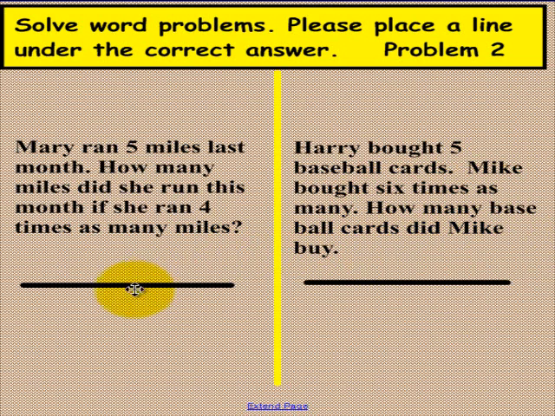Okay, let's look at the first one. 4 times 5 is 20. And for this one, Mike bought 6 times as many. 6 times 5 is 30. If your answers match ours, that is wonderful. If you would please, have another student come up to the smartboard while you erase your 2 answers. Thank you.